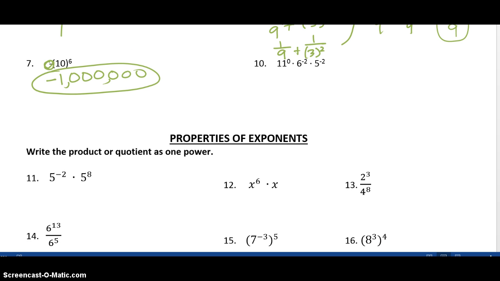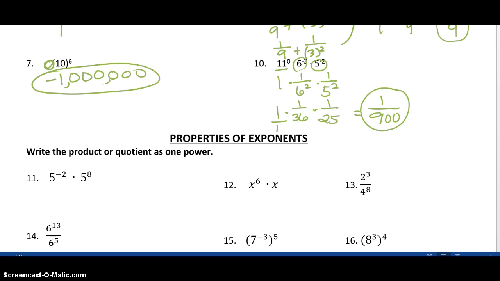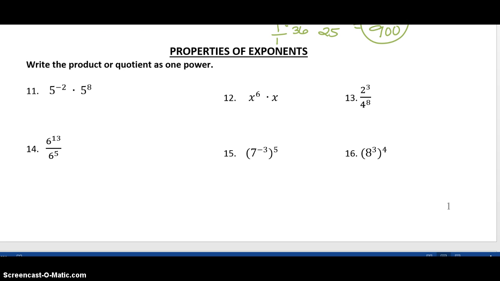Number 10, a little bit longer. So 11 to the 0 power. And remember, anything to the 0 power is 1, times something with negative exponents. We're going to take care of those. 1 over 6 squared times 1 over 5 squared. So this is 1 times 1/36 times 1/25. This is just like 1 over 1. So we're going to multiply our numerators across, which is 1. Multiply 1 times 36 times 25. That should be 900. You should have 1/900th for your final answer, 1 over 900.